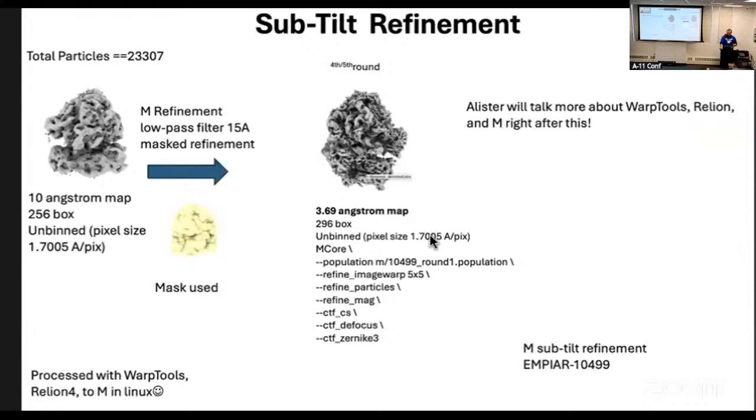And then a couple more rounds, you get to about 3.69 pretty easily. With more classification to get rid of some subpar particles, you probably could push this to the paper resolution, which is about 3.5. And yeah, you guys will probably spend all day doing this stuff.